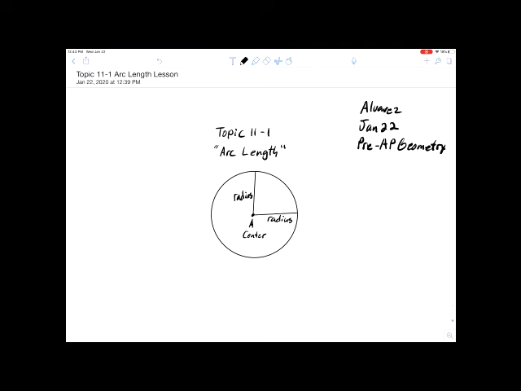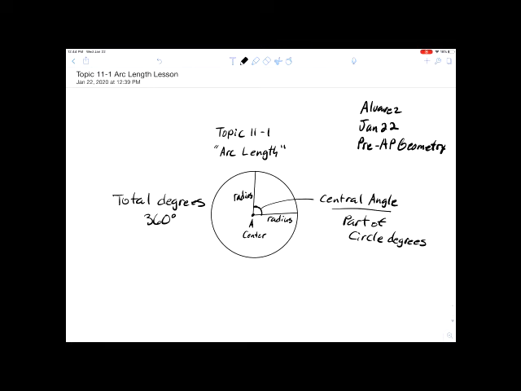Okay? This is not quite 90 degrees, but this is an angle that develops right here. And this angle is called the central angle. The total degrees in a circle is 360 degrees. And the central angle is part of the circle. The total degrees is all of the degrees. And this is a really important idea, especially when we're dealing with arc length.